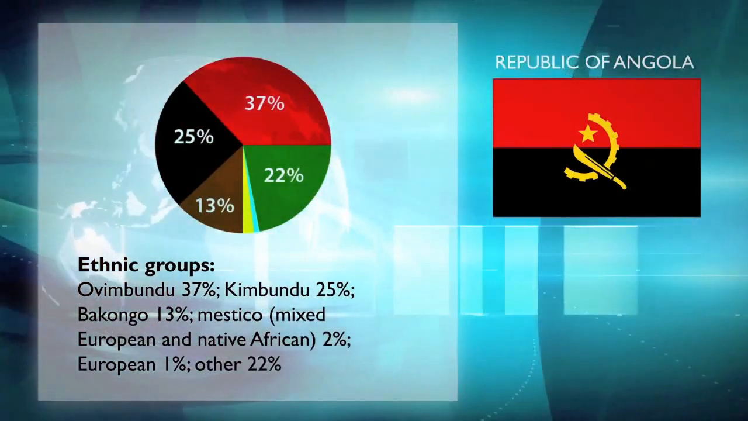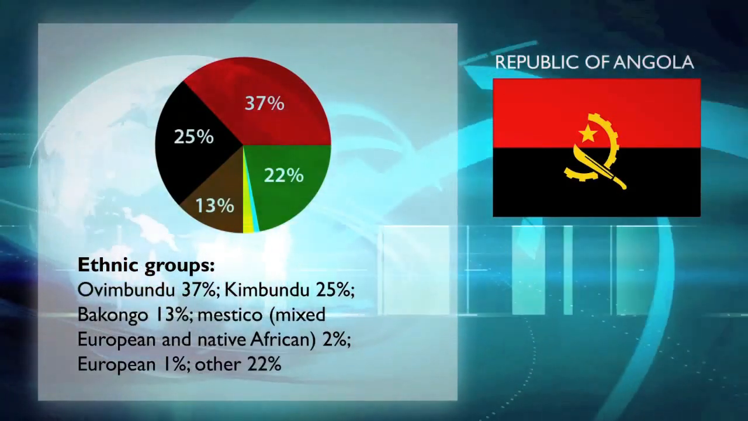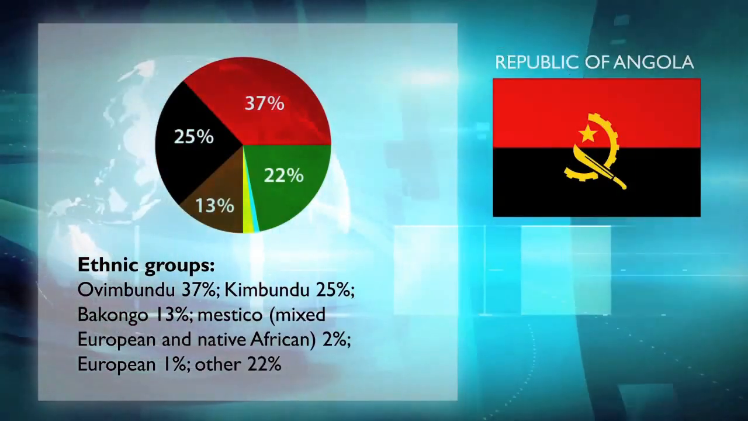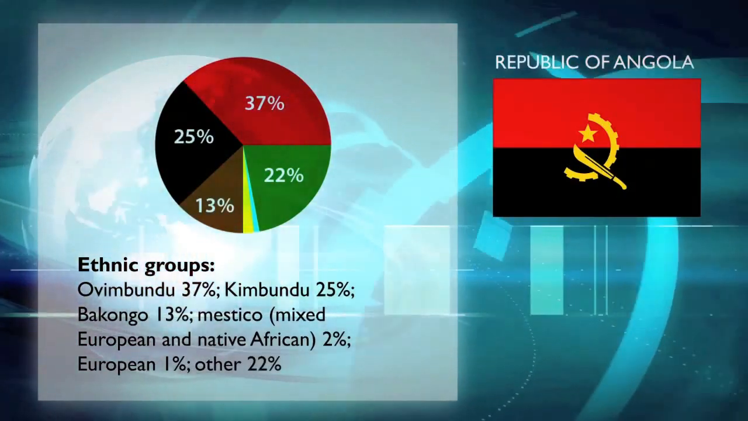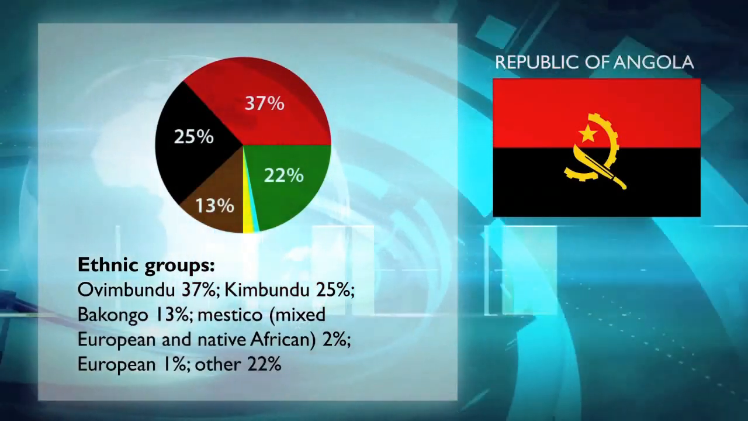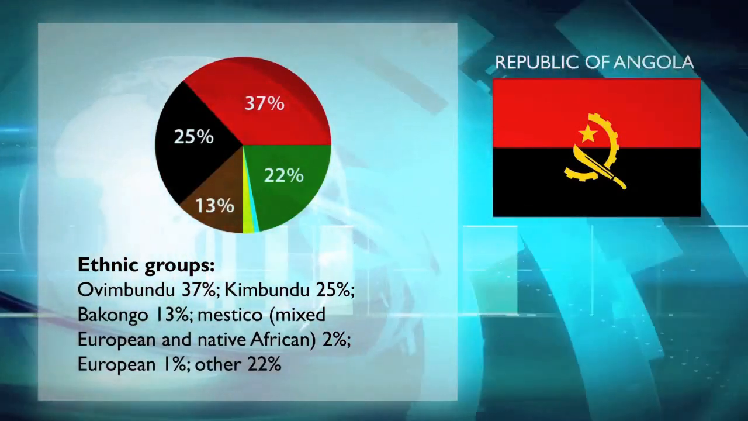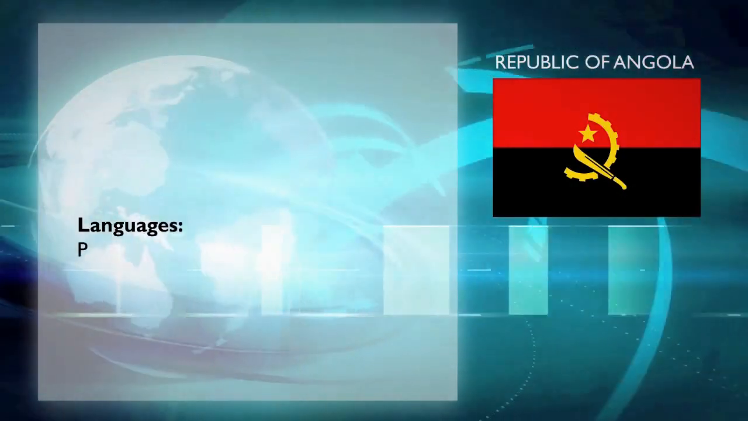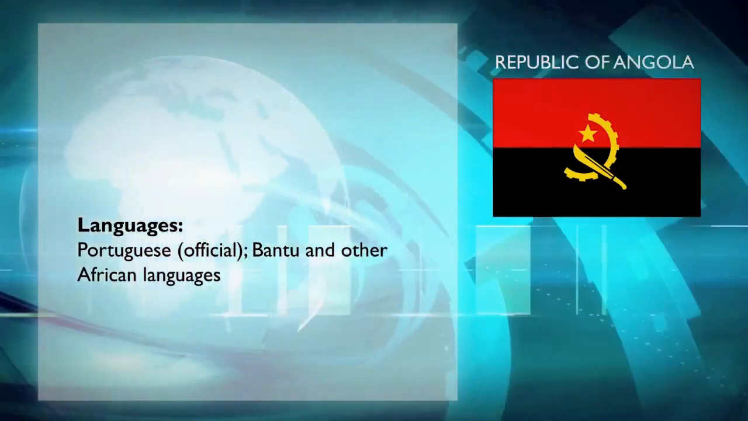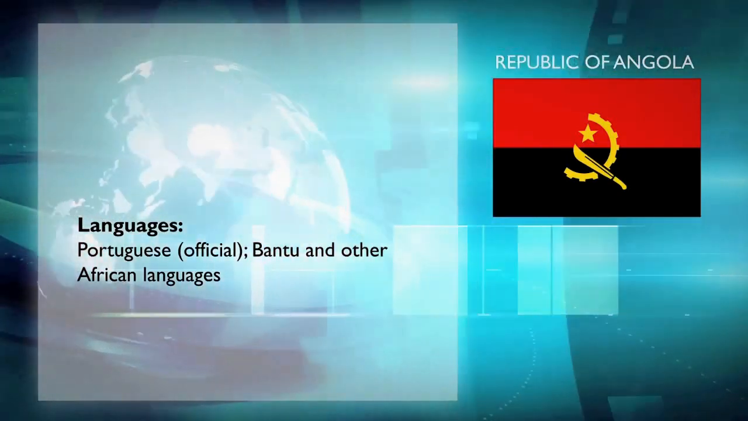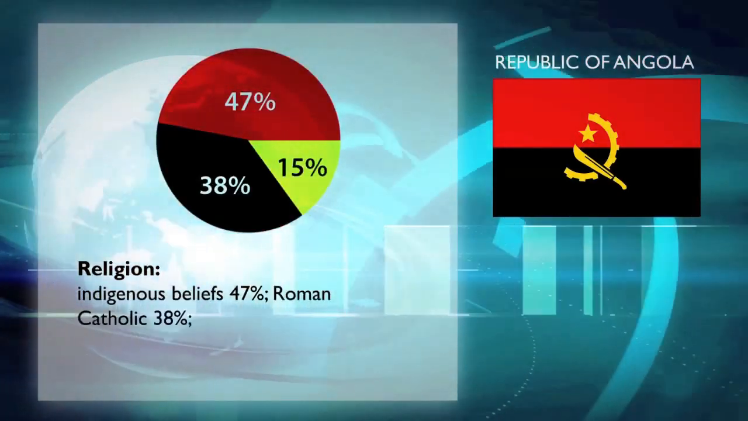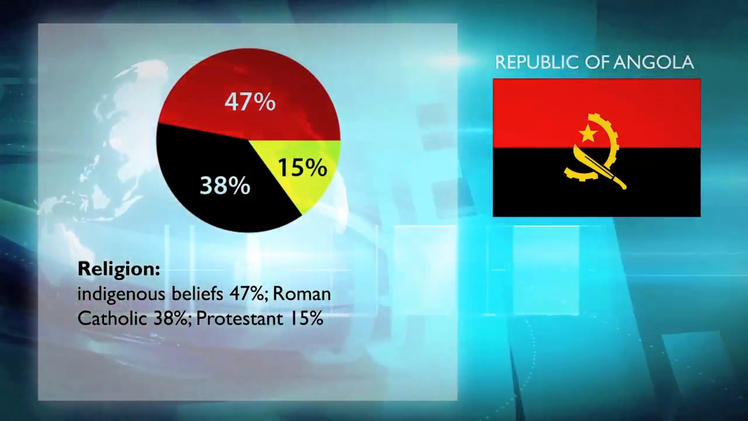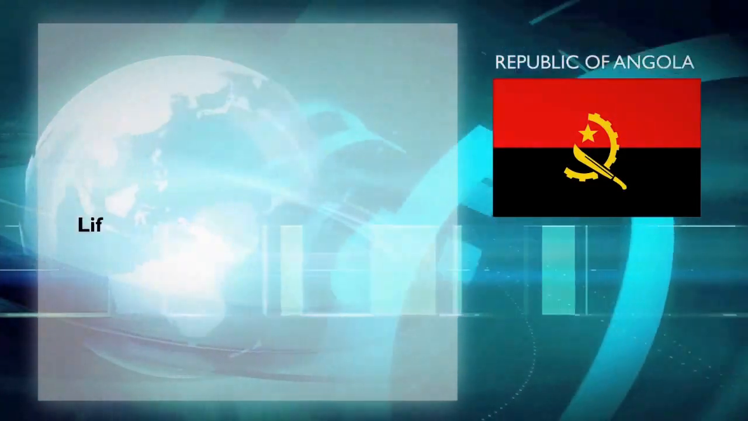It's a country with a lot of ethnic groups, very diversified. The Ovimbundu group occupies 37% of the population, Kimbundu 25%, Bakongo 13%, Mestizo, which is a mixed European and native African, 2%, European 1%, and other 22%. The official language is Portuguese, but other African languages are also spoken. The religion is 47% indigenous beliefs, Roman Catholic 38%, and Protestant 15%.